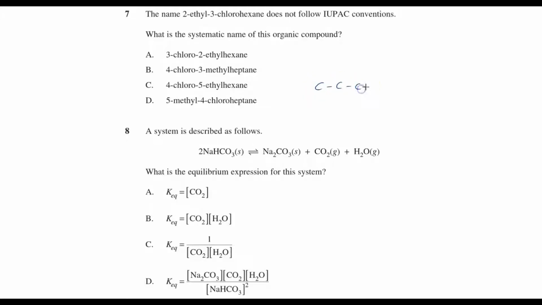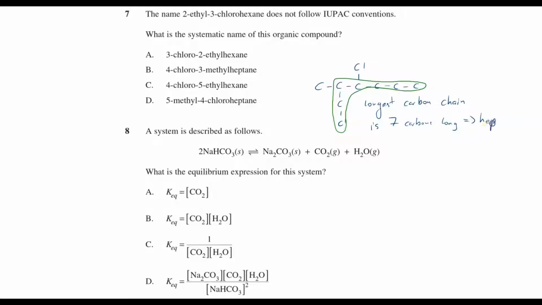So we start with the 6 carbon atoms implied by the hexane, then add the ethyl and chloro groups to the second and third carbons. We can pretty quickly see why the name is wrong, as the longest carbon chain is actually 7 carbons long, meaning the prefix is hept. Labeling from this side, we see a carbon/methyl group off the third carbon and a chloro group coming off the fourth carbon. Therefore, option B is the answer.